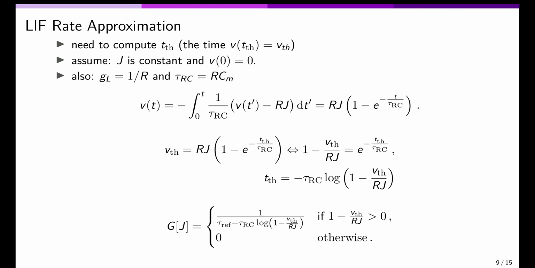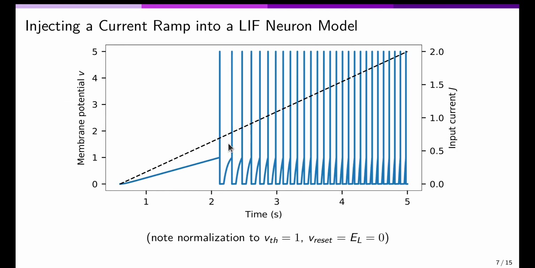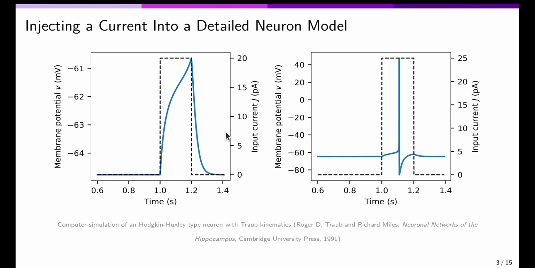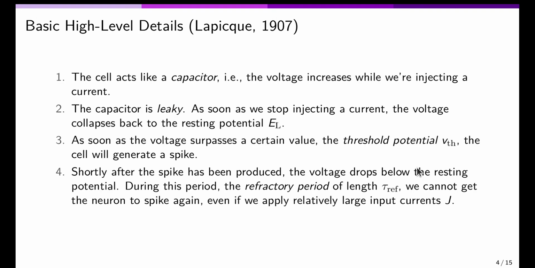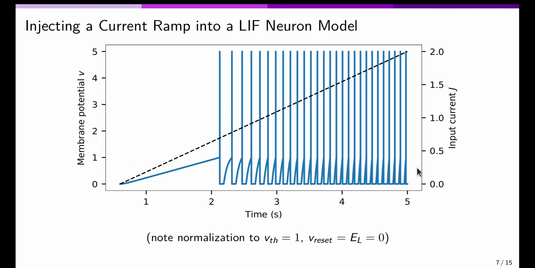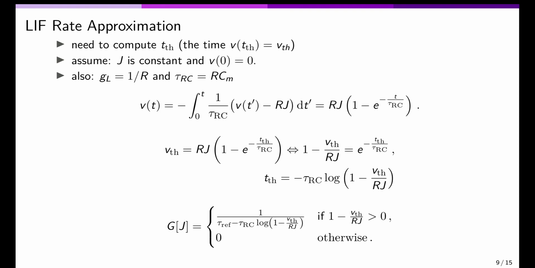We're going to call this the leaky integrate-and-fire rate approximation. We're going to assume that the input current is constant, and what we need to compute is the time when the voltage hits the threshold. Because we hold the input constant for some period of time, the voltage is going to build up. Eventually, it's going to hit this threshold that's going to produce the spike. That turns out to be computable.